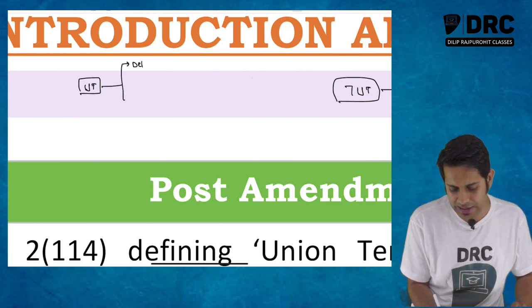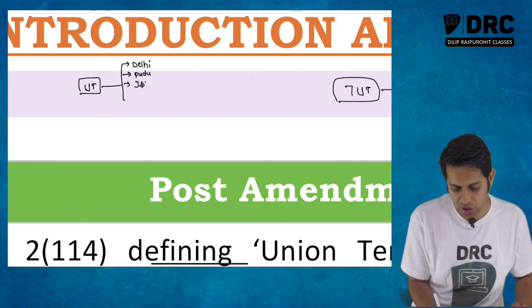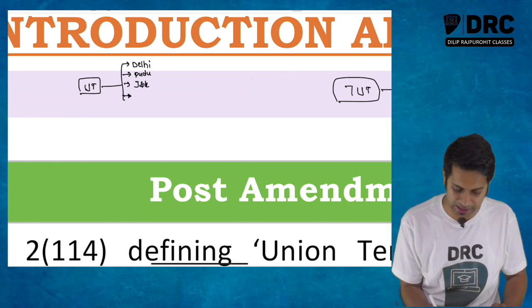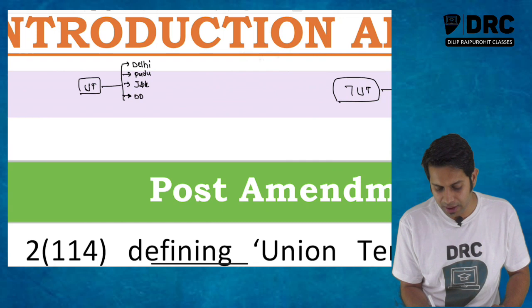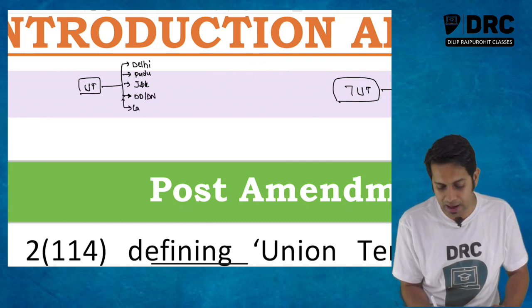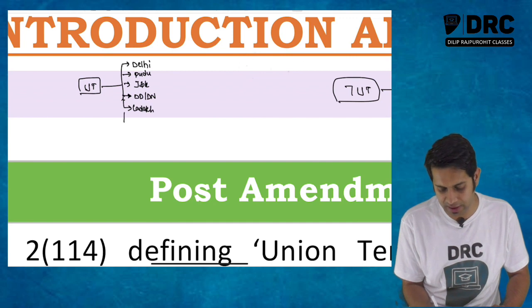Sir, Delhi is there. Correct. Sir, Puducherry is there. Correct. Sir, Jammu and Kashmir also is there. Correct. Sir, Diu, Daman and Dadar Nagar Haveli is there. Yes, that is also there. Then, sir, Ladakh is there. Yes, perfect. Ladakh is also there.